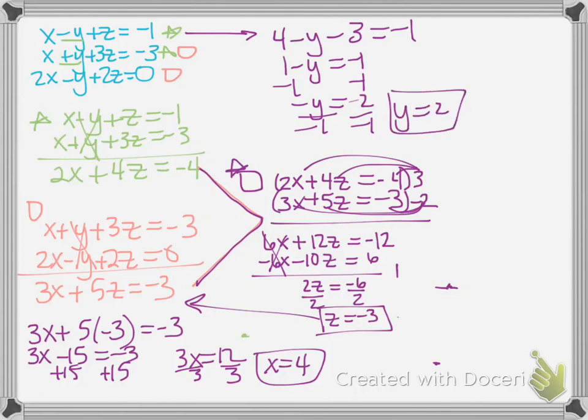So you do elimination 3 times, plug it back into your 2 variable, then plug those 2 into your 3 variable. So this point is going to be 4, 2, negative 3.